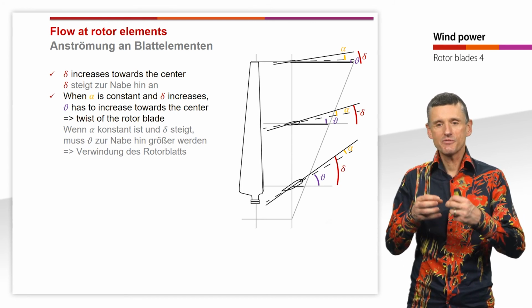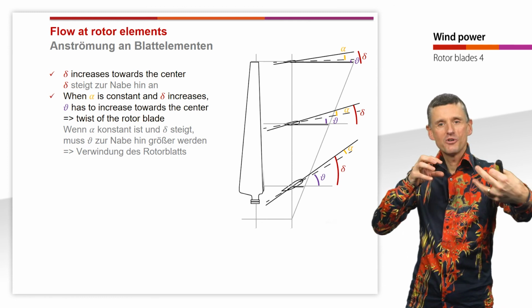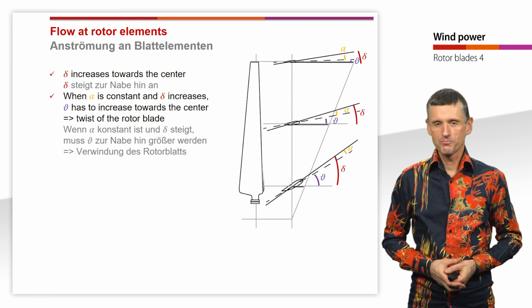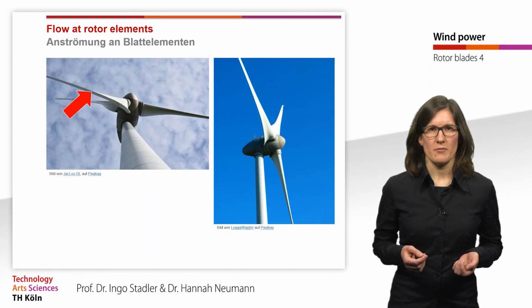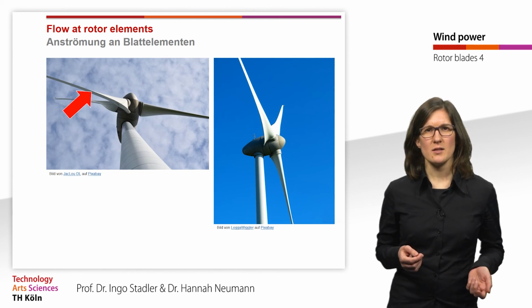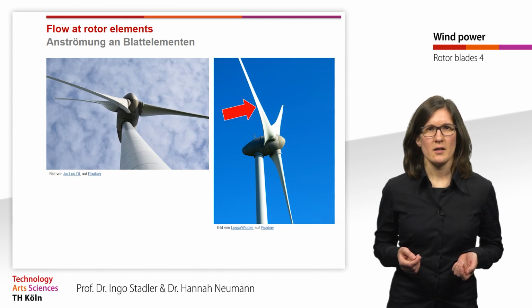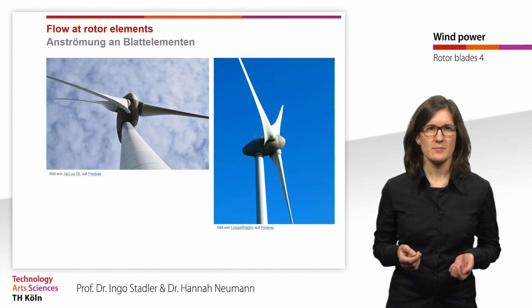And that explains why rotor blades have this twisted form over the complete length. And you can see the twist of the rotor blade in these two pictures. In the left picture, you can see here that the blade is twisted, and in the right picture, you can see the twist here at this rotor blade.